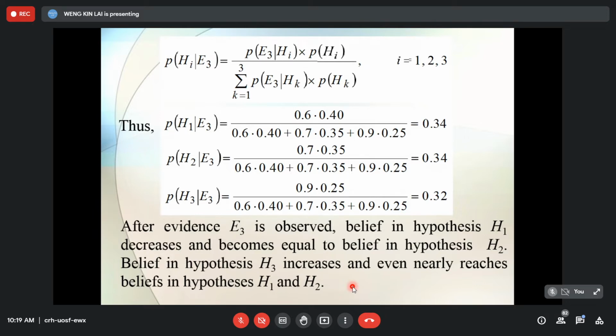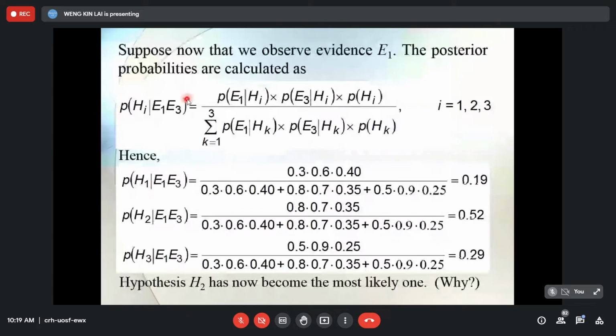The conditional probability that we want to calculate is as such, right? So you have Hi being true given that E1 and E3 are true. So this is how you expand it to this form of the equation. Once you have the equation, you expand it, and I think this is what you get, 0.49. Now, you see that the hypothesis H2 has now become the most likely one, which is 0.52, right?